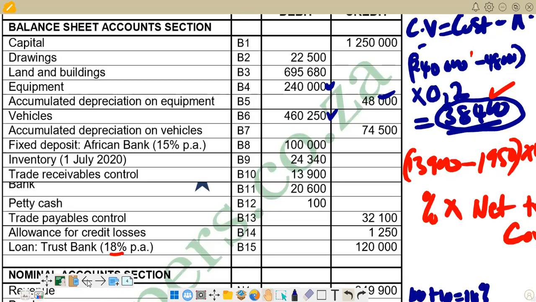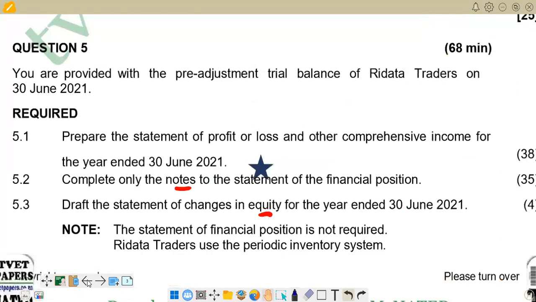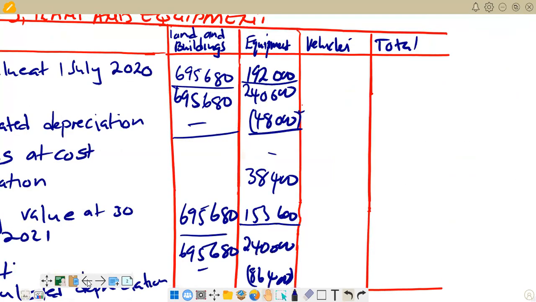So here, the costs at the beginning for vehicles. Remember, we are here, cost at the beginning. If you subtract that 67,250 from the balance of vehicles that's given there, you get 392,750.